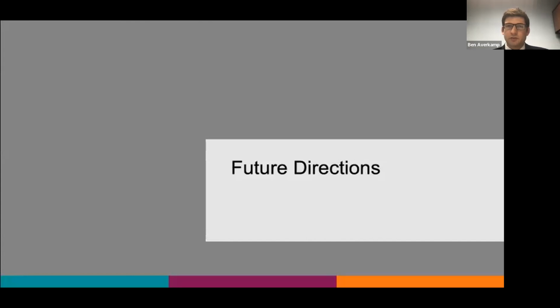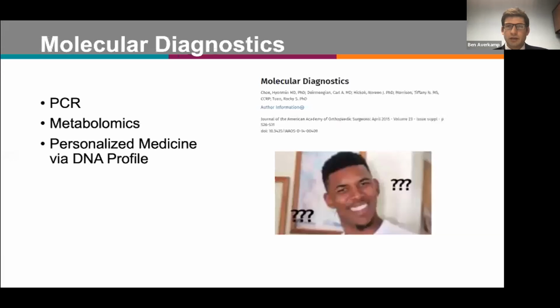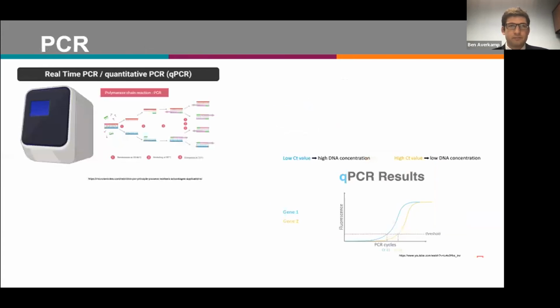Enough about the present. What are some future directions to make our jobs easier at identifying organisms? Molecular diagnostics is an incredibly broad field as indicated in much of the literature. That being said, there are a few areas that are showing more promise within this realm, although none are a perfect process. They are PCR, metabolomics, and personalized medicine via DNA profile.